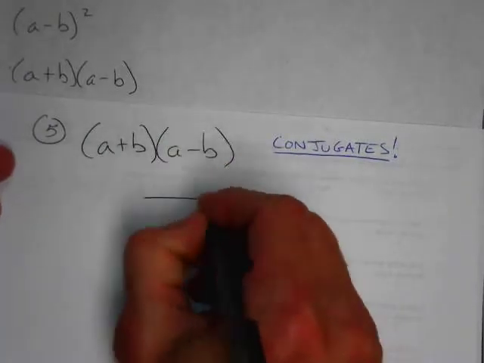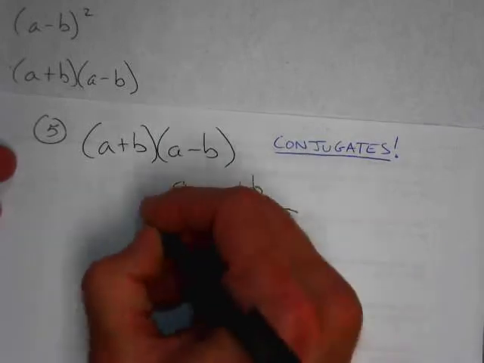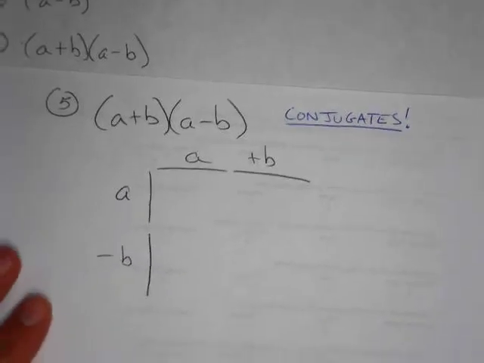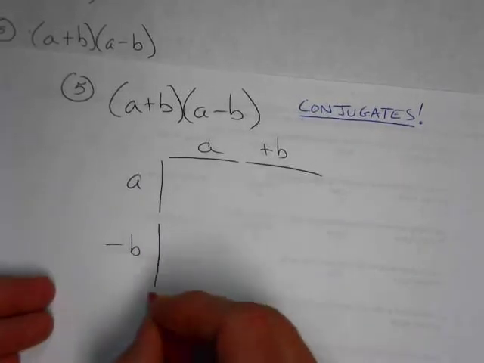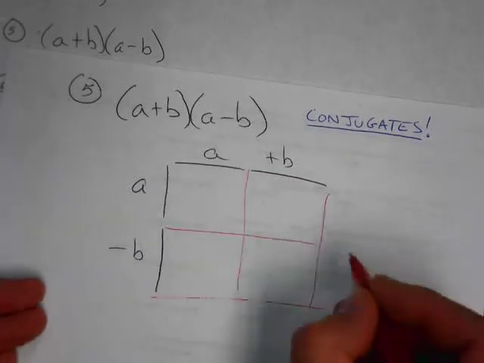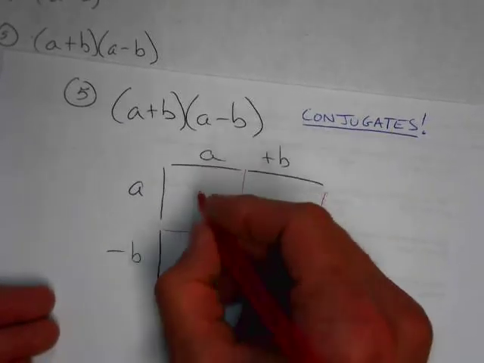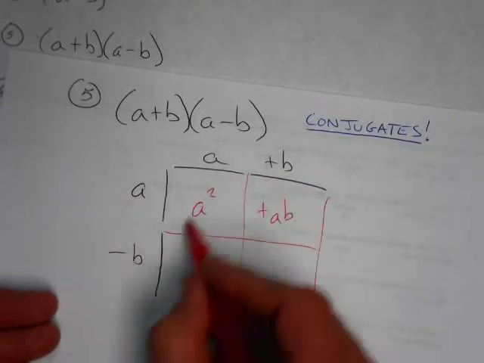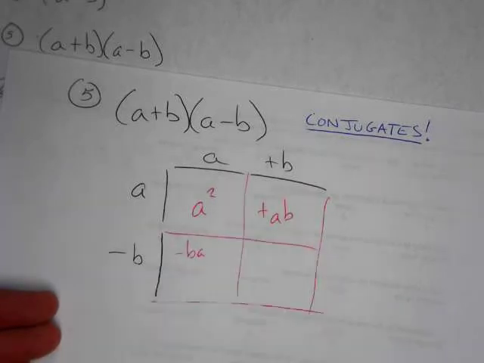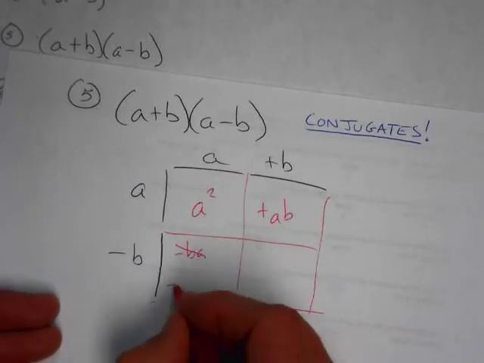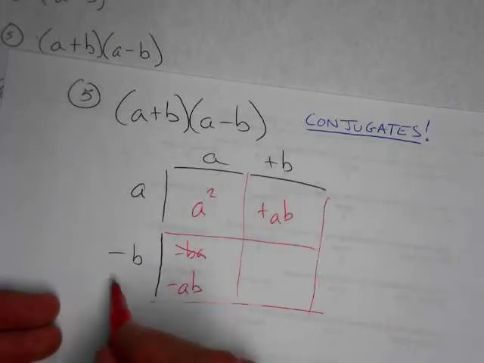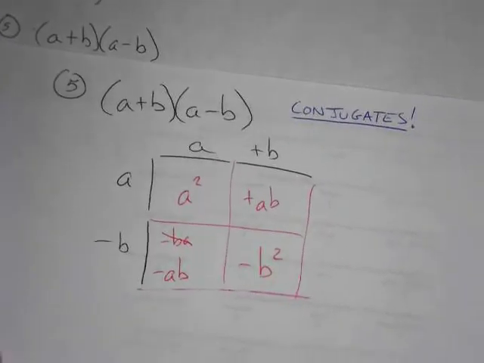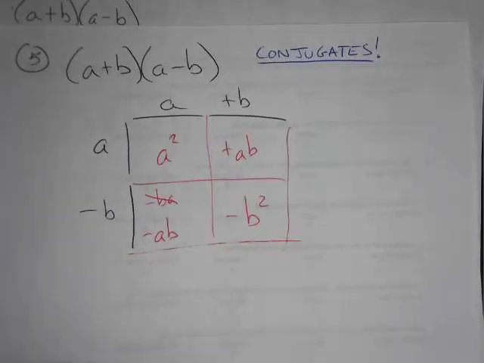Our first one, we have an a and a plus b. The second one, we have an a and a minus b. We can use the area model, and we're going to see something kind of cool occur. Our first rectangle, a times a, is still a squared. A times b is plus ab. And negative b times a, again, folks, don't do that. Keep it alphabetic, right? And then the last term, what's a negative times a positive? A negative b squared.